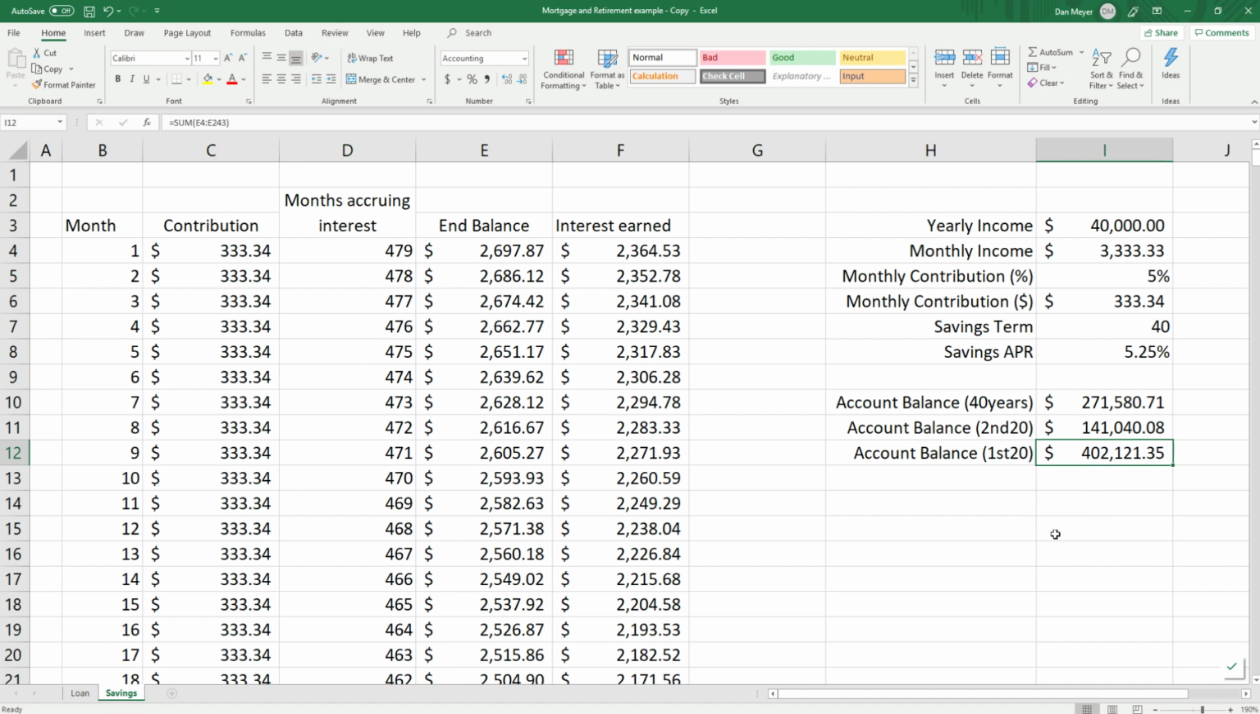Okay. All right. So those are the examples that I wanted to look at here in this video. I hope that you learned a little bit of something about the finances involved here and got to see all of the fun things that we learned about Excel in use in this example.